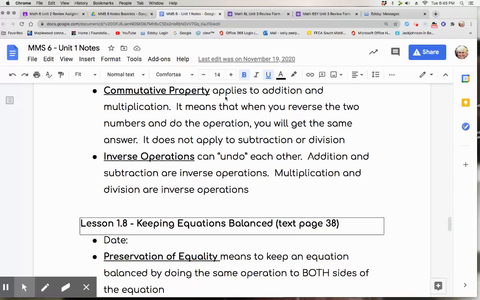Inverse operations can undo each other. Addition and subtraction are inverse operations. Multiplication and division are inverse operations.